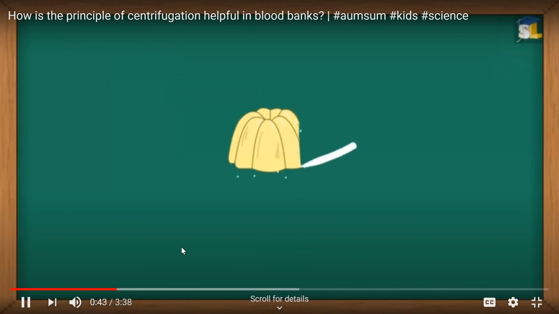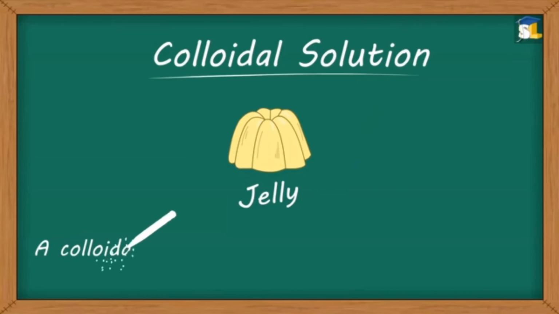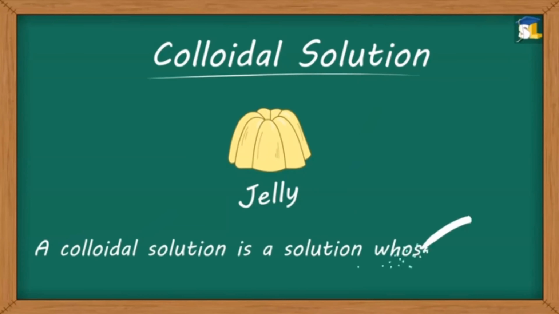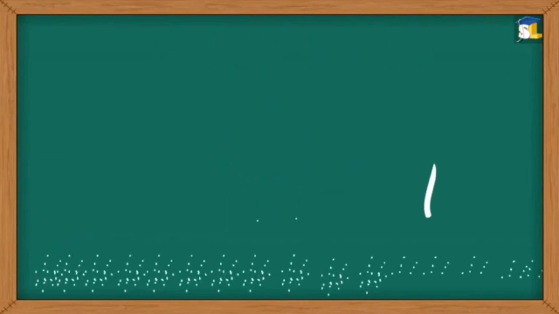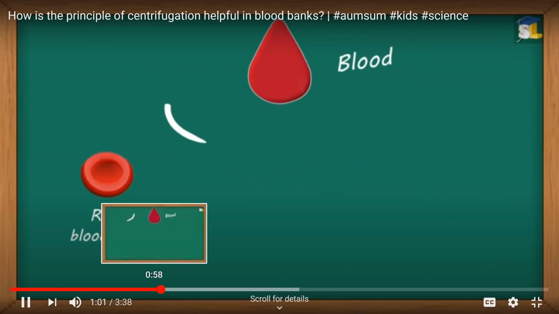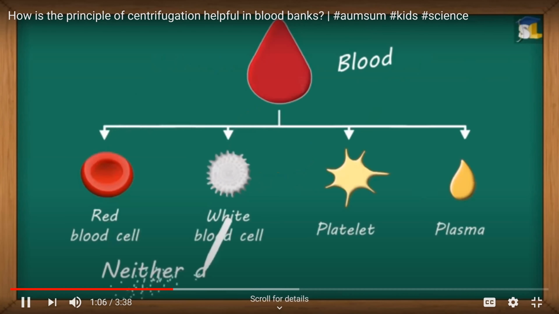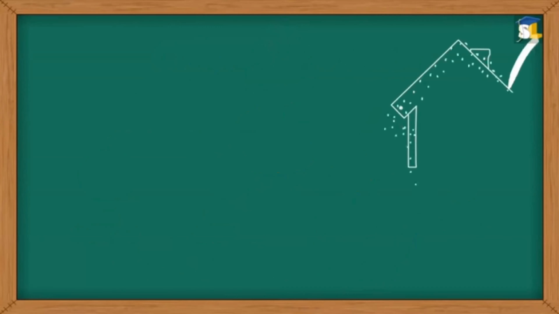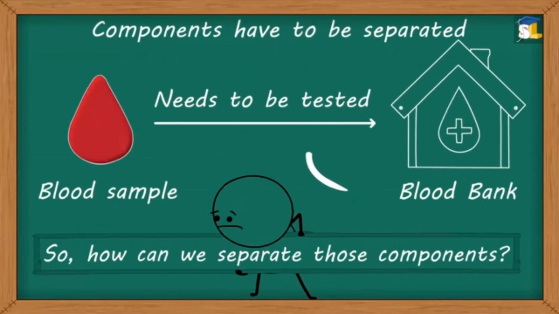Do you know that jelly is a colloidal solution? A colloidal solution is a solution whose particles neither dissolve nor settle down. Another example of a colloidal solution is blood. Blood consists of various components like red blood cells, white blood cells, platelets, plasma, etc., which neither dissolve nor settle down. Usually in blood banks, when a blood sample needs to be tested, its components have to be separated. So, how can we separate those components?